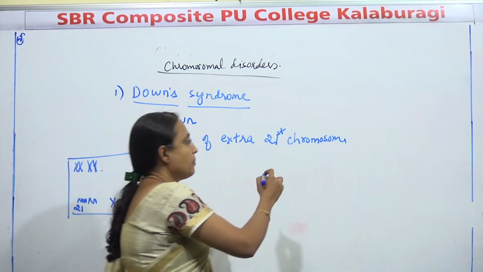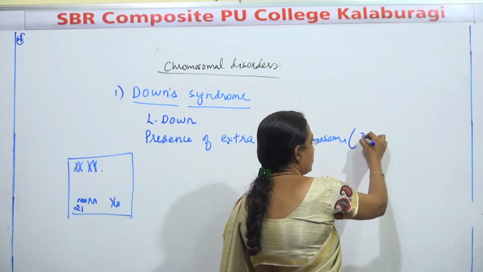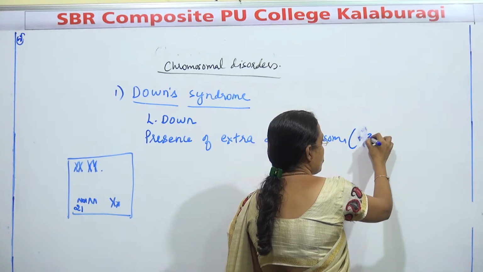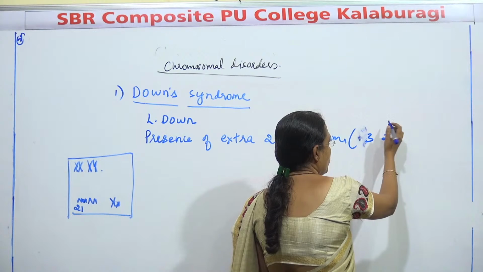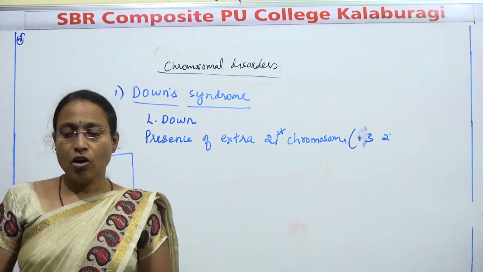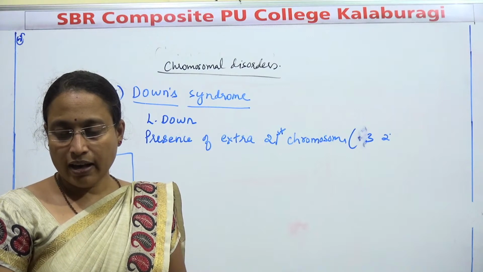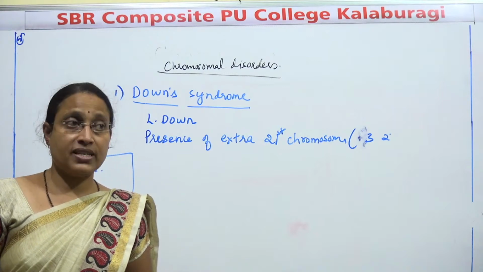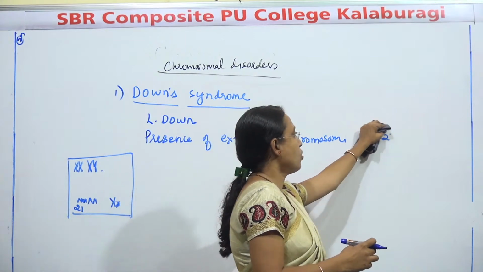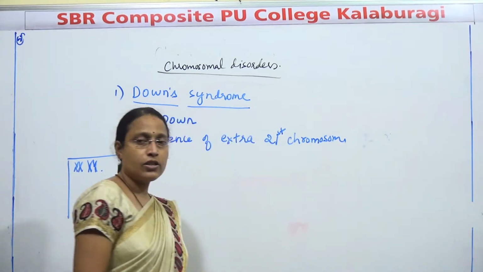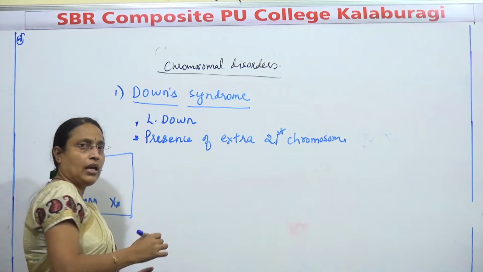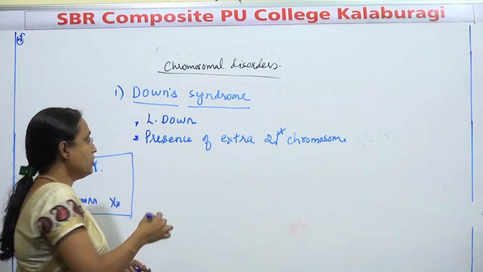So what does it mean? There are three 21st chromosomes. That means trisomy is there. This condition of aneuploidy, where an extra chromosome is present along with the homologous pair, is called trisomy. Now, what is trisomy? Three chromosomes instead of the normal two.